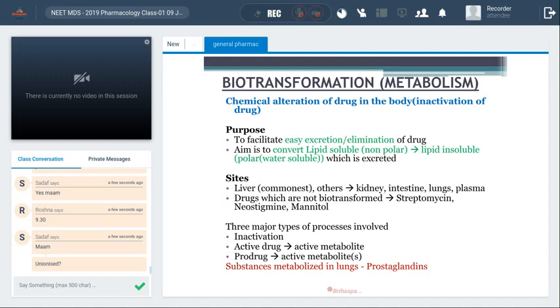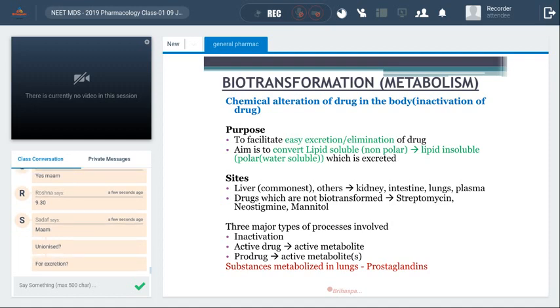A drug is better absorbed if it is unionized. It will be better excreted if it is ionized. And that concept of ionization differs for different drugs. Don't make it uniform. I will tell you when it comes in excretion. Don't get confused now.